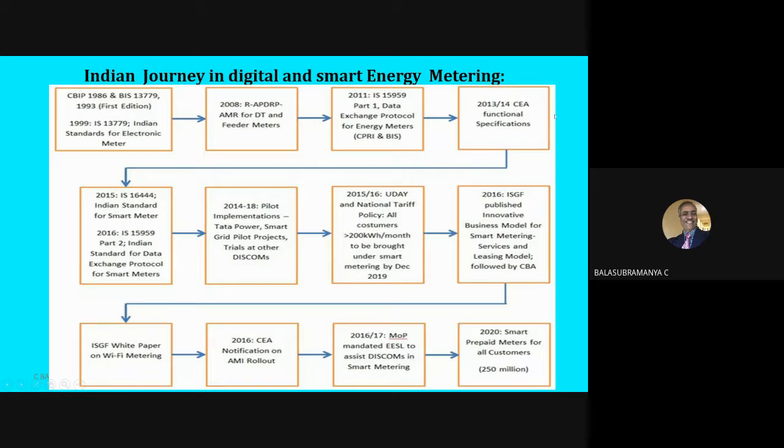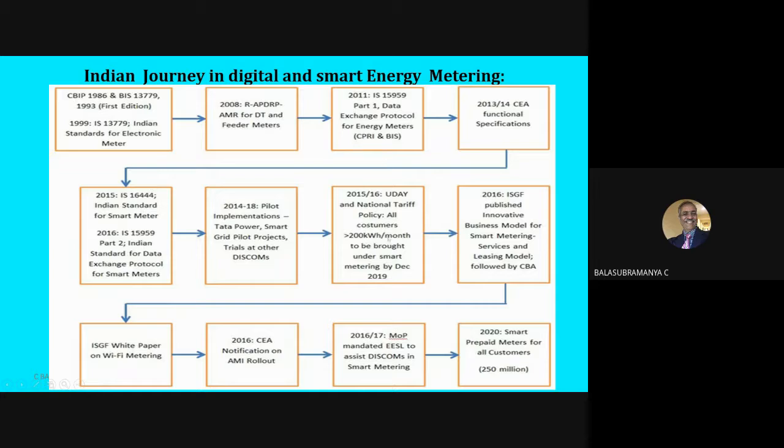In 2013, the Central Electricity Authority issued what we call the functional specification for energy meters. In 2015 and 2017, we developed the IS 16444 draft standards, which were coming into practice. And in 2016, IS 15959 was formulated. So like that, we travelled. In 2014, pilot projects were started for smart grid application.